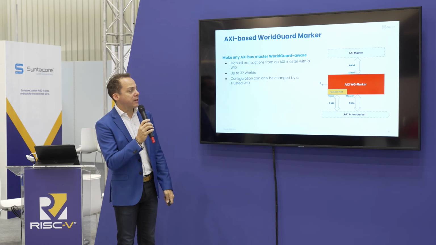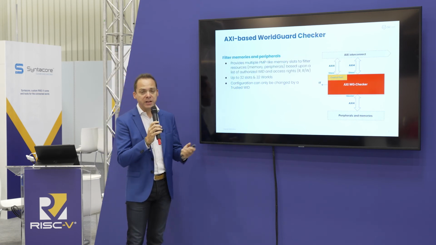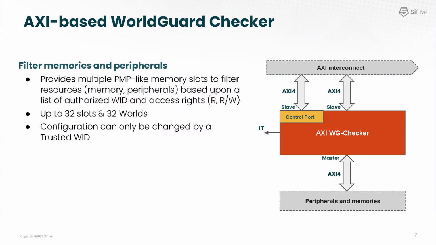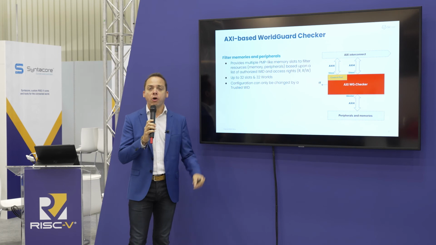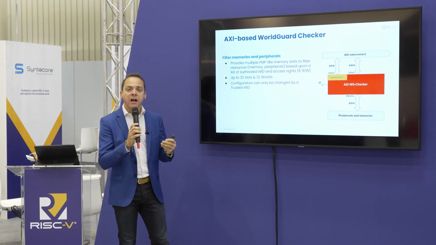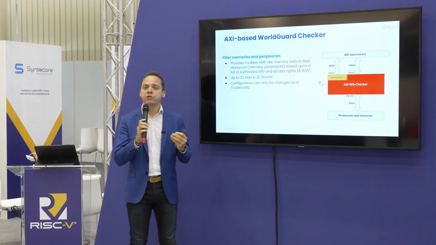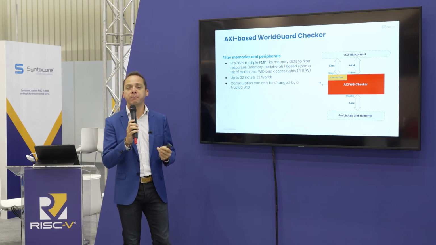On the slave side, on the checker side, we do exactly the same the other way. Here we connect to an AXI bus over a slave interface, and we have the peripherals and memory connecting to the AXI. We have a similar control port that is also protected by a special trusted world ID. And inside the checker, we have a number of slots that can be seen and used similarly to what you find on the RISC-V PMP, for example.